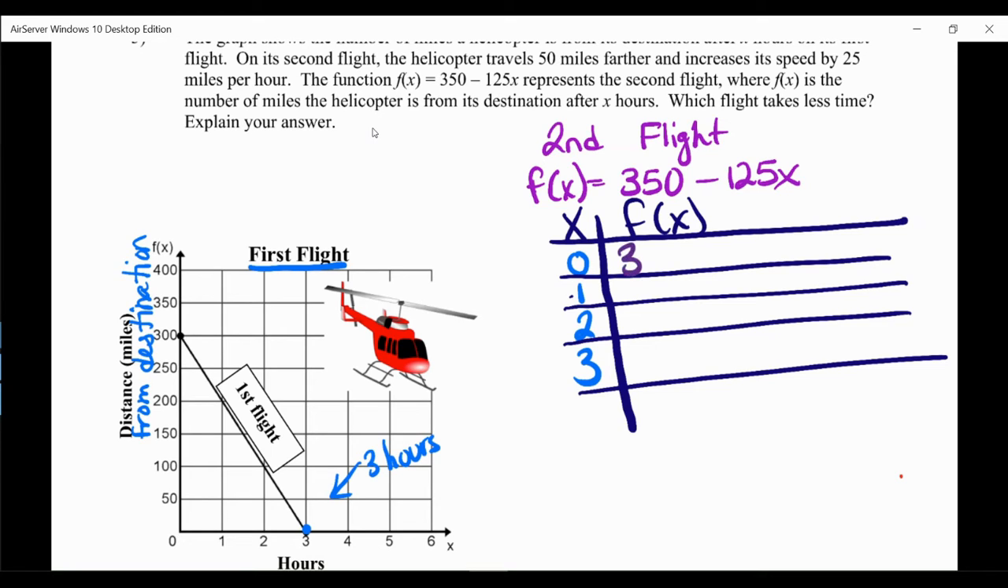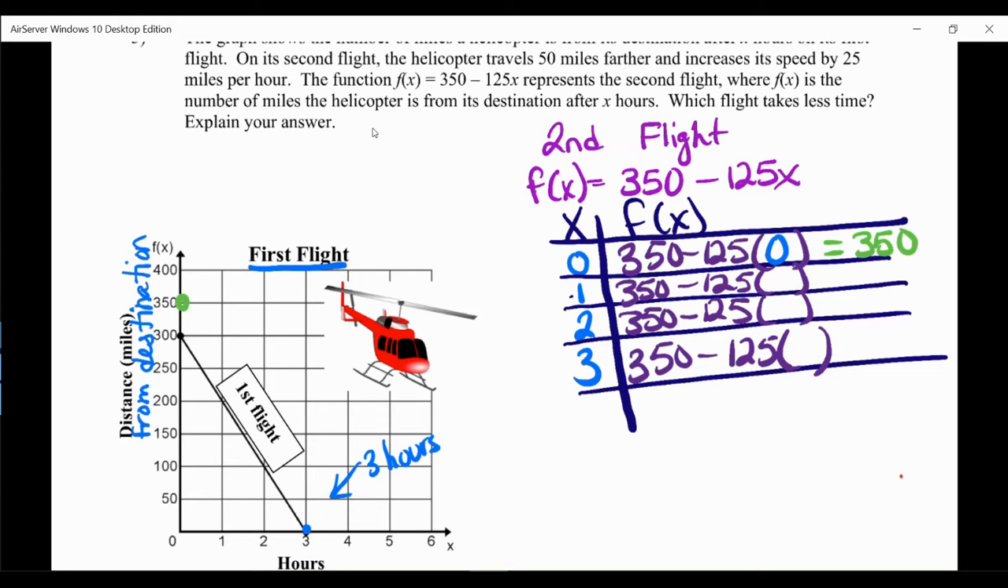So we want to use the function and substitute these x values. I'm going to get this table all set up to just plug and plot. Okay, we're going to plug the values in and plot the points. So let's start when x equals 0. After 0 hours, the helicopter is 350 miles from the destination. 0, 350. So make a point on the graph there.